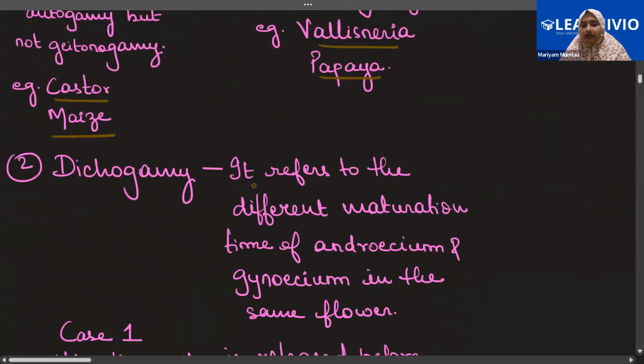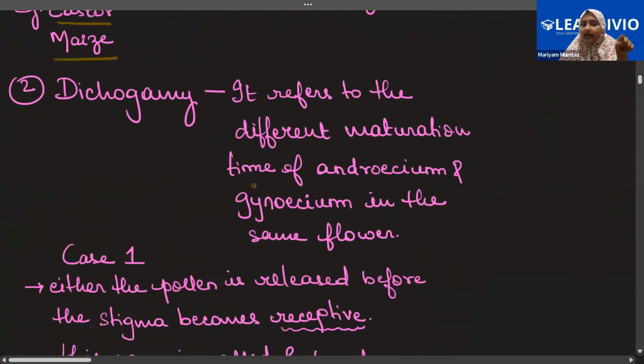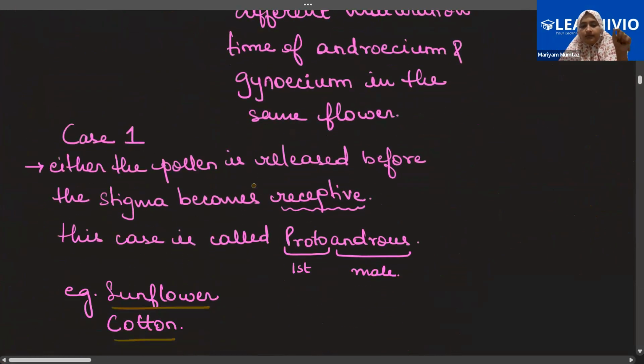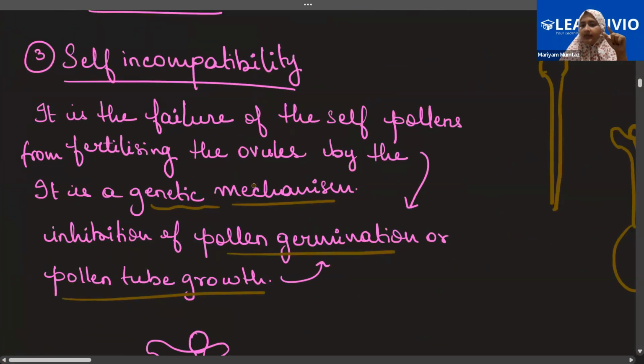Don't confuse between the examples. Any other thing? Is dichogamy clear to everyone? Yes. What about self-incompatibility? Yeah.